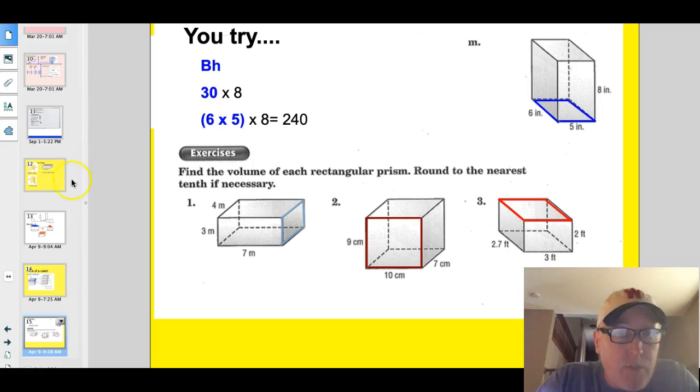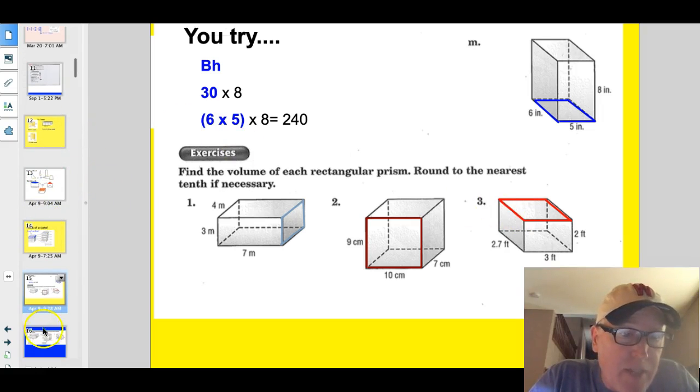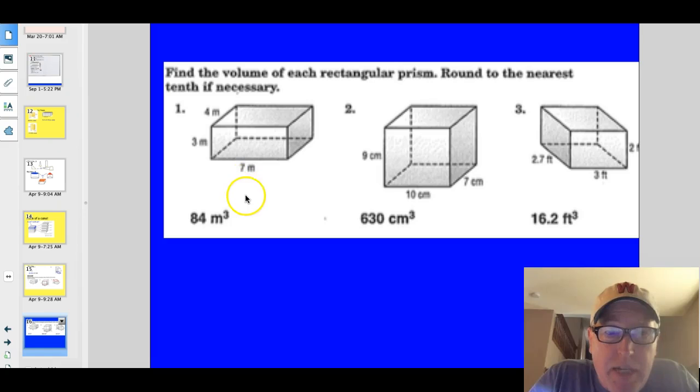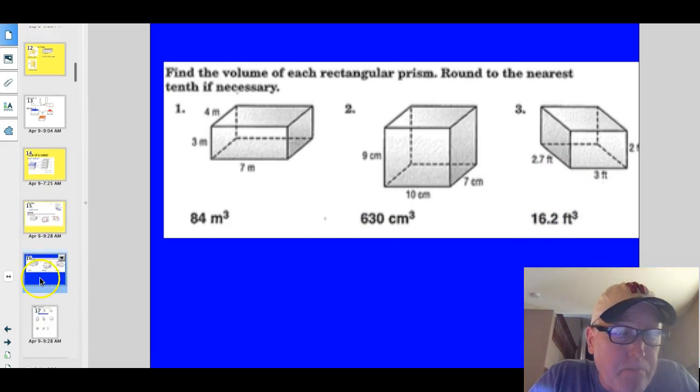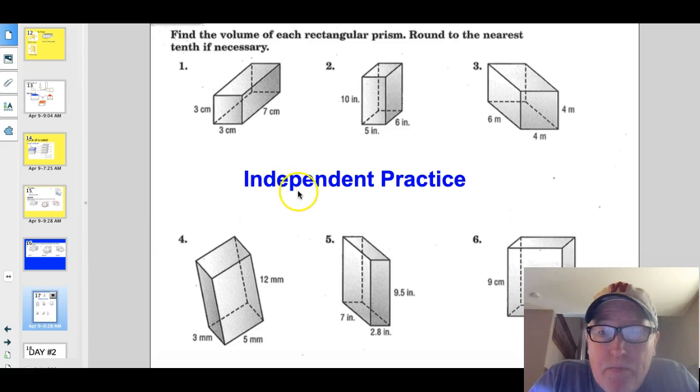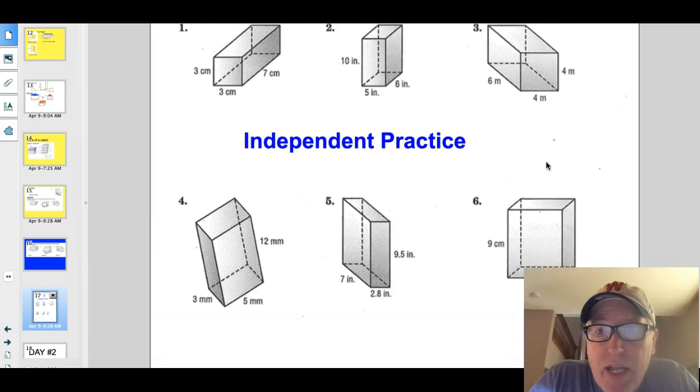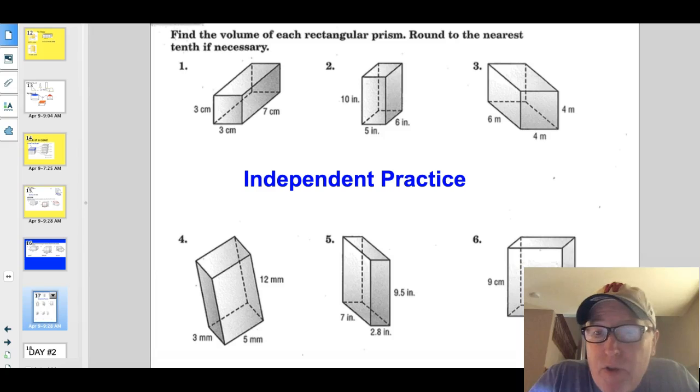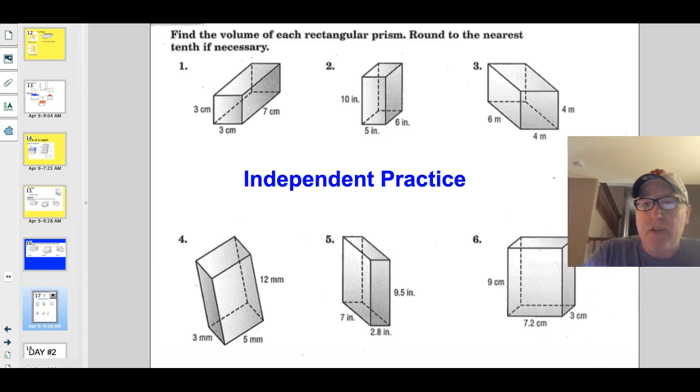All right. We use big base times height. You should have had these answers for those 3 problems: 84 meters cubed, 630 centimeters cubed, and 16.2 feet cubed. All right, thinking about big base times height, I'd like you to try these problems right here for your independent practice. I told you it wouldn't be a difficult lesson. Put myself right there so you can see all the problems. And go ahead and pause, and I'll let you run through those.